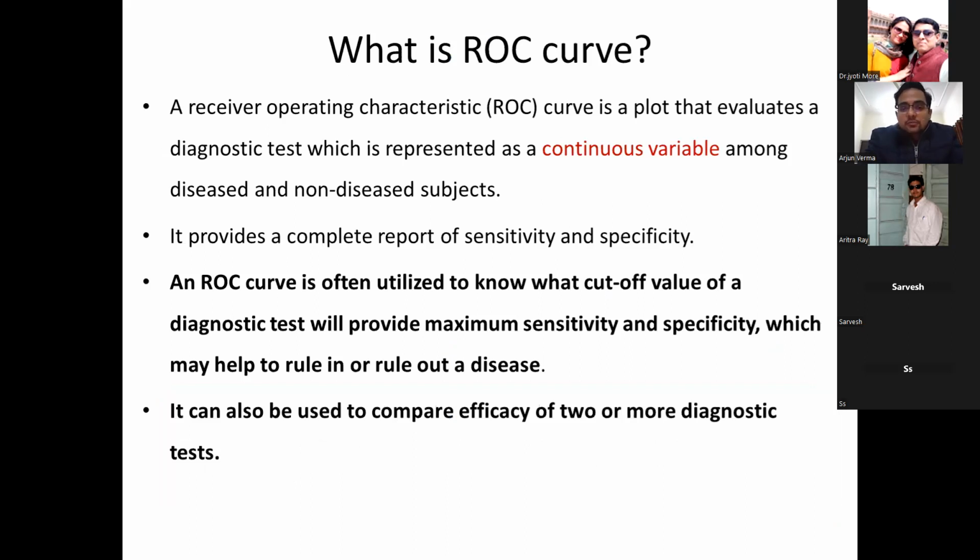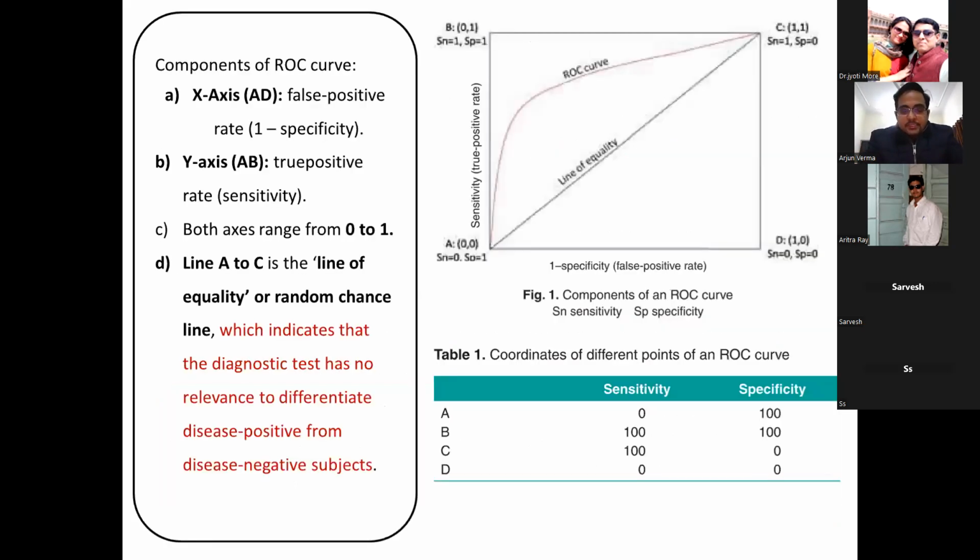So let's come to the ROC. The ROC curve, as I told you, is a plot that evaluates a diagnostic test and represents a continuous variable among the diseased and the non-diseased. The ROC curve is very often utilized to find a cutoff for a diagnostic test that will provide the maximum sensitivity and specificity, which will help in ruling in or ruling out the disease. That depends upon what we are looking at. Next slide.